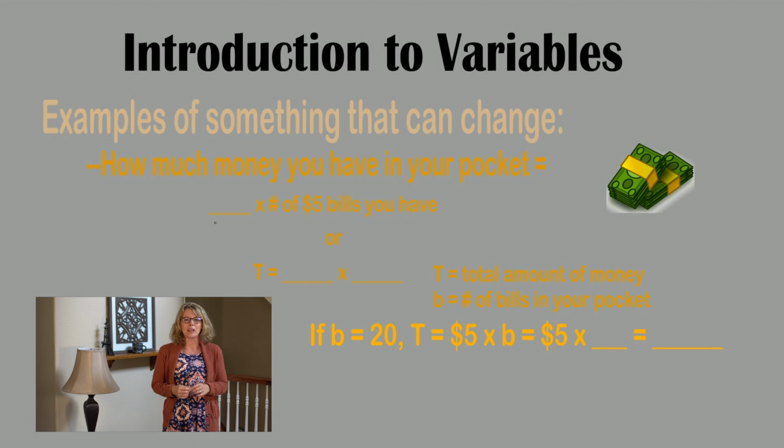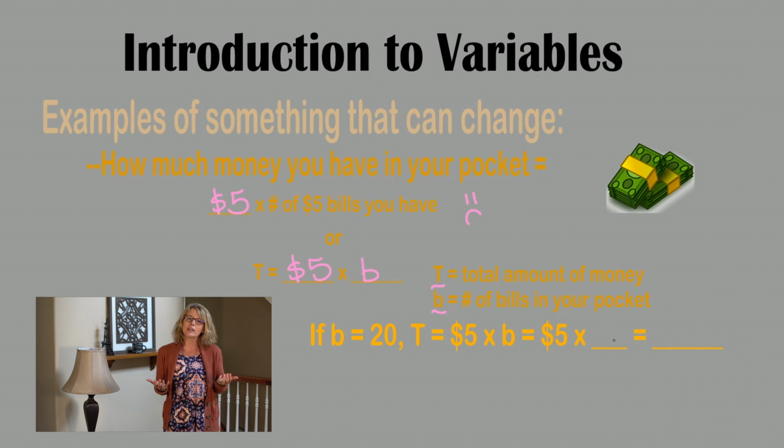We can write the equation or formula to tell us how much money you have using a variable for how many bills you have. The amount of money you have in your pocket equals $5 times the number of $5 bills you have. Math people don't like to write a bunch of words down, so we will simplify it to T equals $5 times B, where T equals the total amount of money you have in your pocket, and B equals the number of bills that are in your pocket.